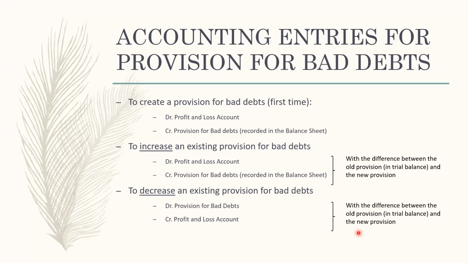So we're going to flip this around. We're going to do the opposite. We're going to debit the provision for bad debts and credit the profit and loss account. Crediting the profit and loss account will be our increase in revenue. We are basically getting back the money from our debtors who would have previously owed the business money.